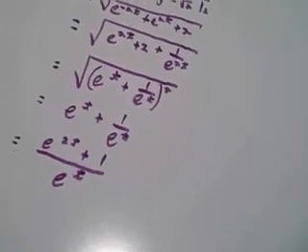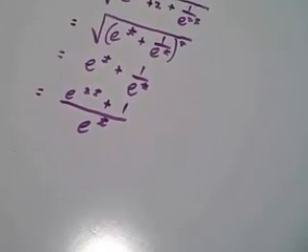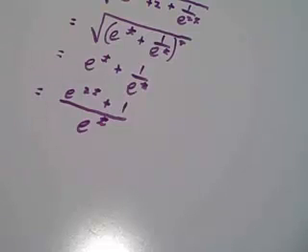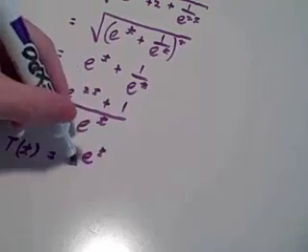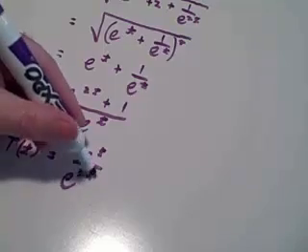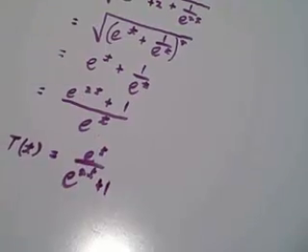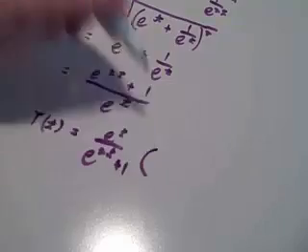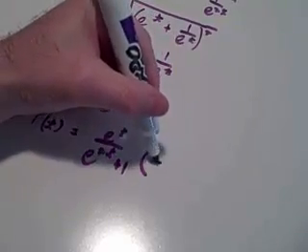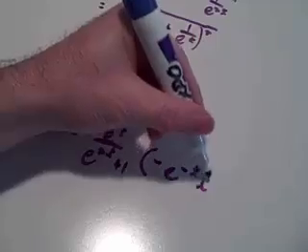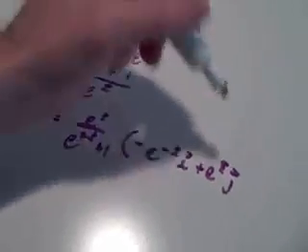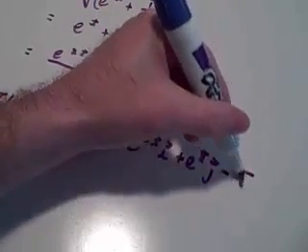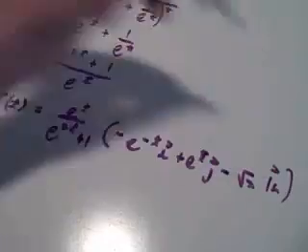So if you want to find the unit tangent vector, you could take the reciprocal of this. So T of t equals e to the t divided by e to the 2t plus 1 times r prime, which was negative e to the negative t i plus e to the t j minus square root of 2 k.